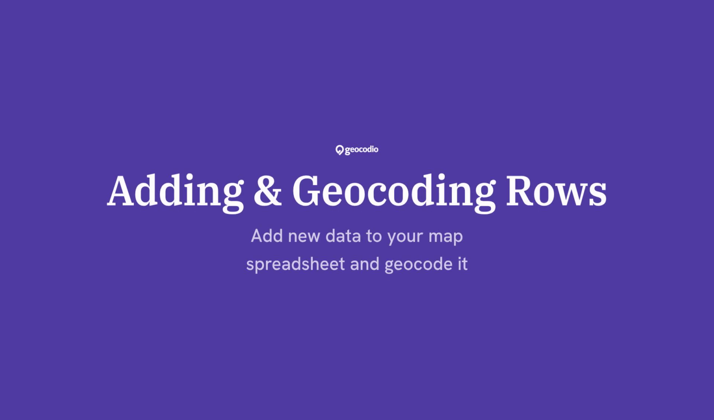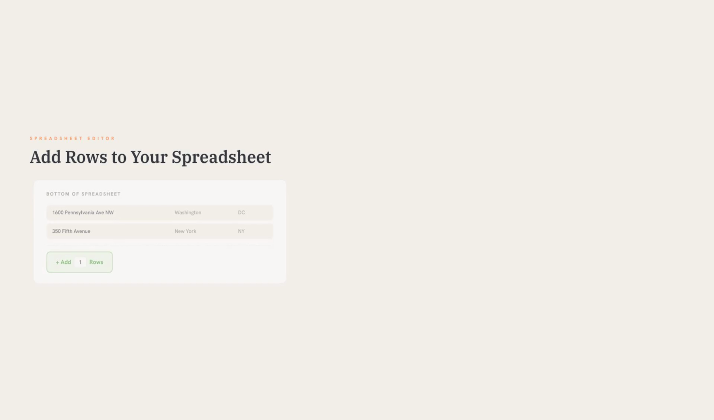In this video, we'll show you how to add new rows to your spreadsheet in Geocodio Maps, enter address data, and geocode those new rows to add markers to your map. To add rows, look for the Add Rows button in the bottom left corner of the spreadsheet editor. By default, it adds one row, but you can change the number to add multiple rows at once.